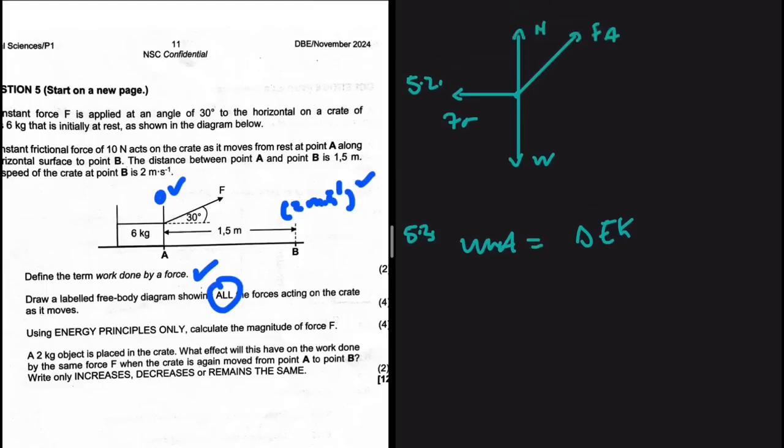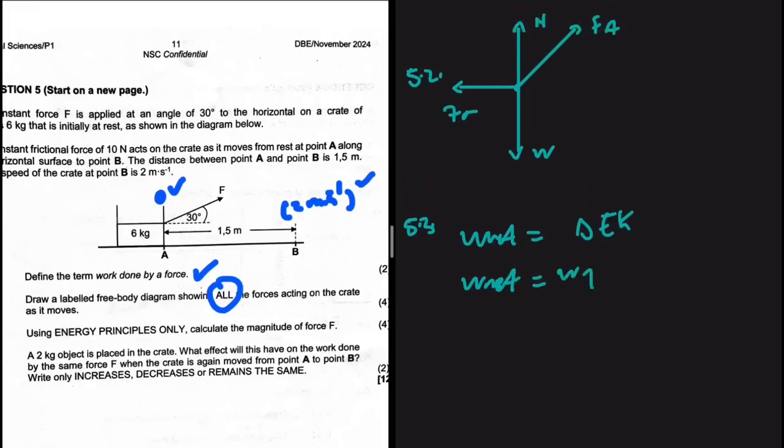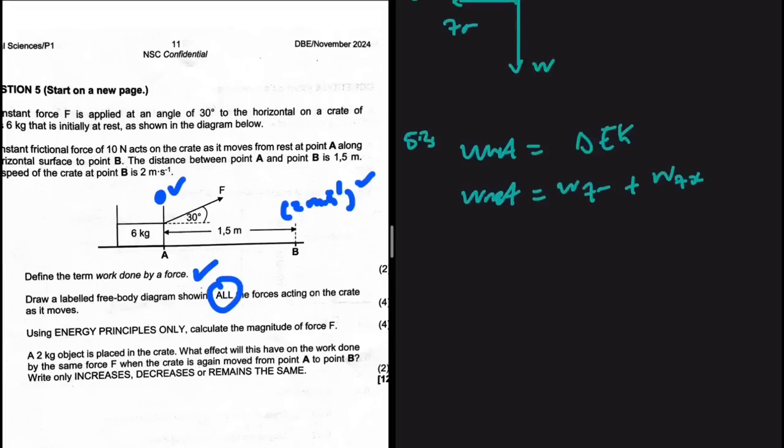But if we use net work is equal to the change in the object's kinetic energy, it is also equal to the summation of all the work done by the individual forces. So the frictional force does some work on the object, and the horizontal component of the applied force also does work on the object. So we're going to have the work done by the frictional force plus the work done by the horizontal component of the applied force being equal to the object's change in kinetic energy.